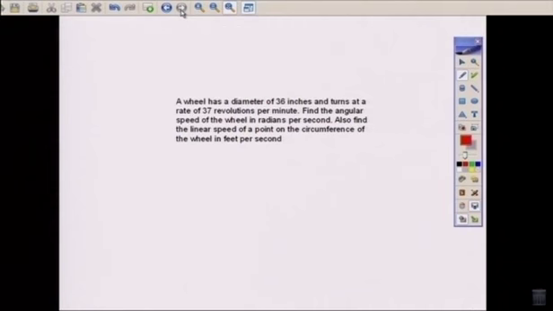So let's look at one last example here. A wheel has a diameter of 36 inches and turns at a rate of 37 revolutions per minute. Find the angular speed of the wheel in radians per second, and also find the linear speed of a point on the circumference of the wheel in feet per second.